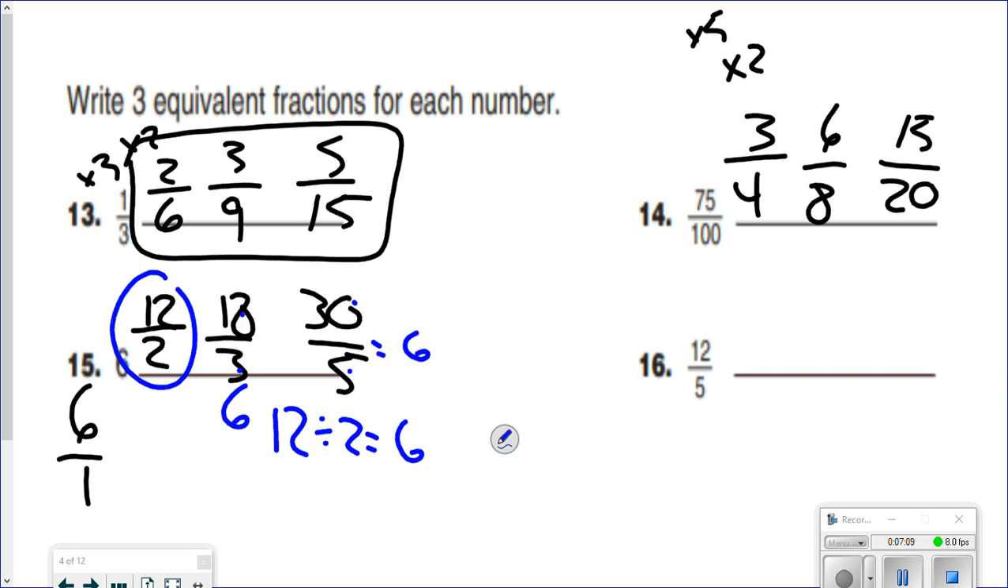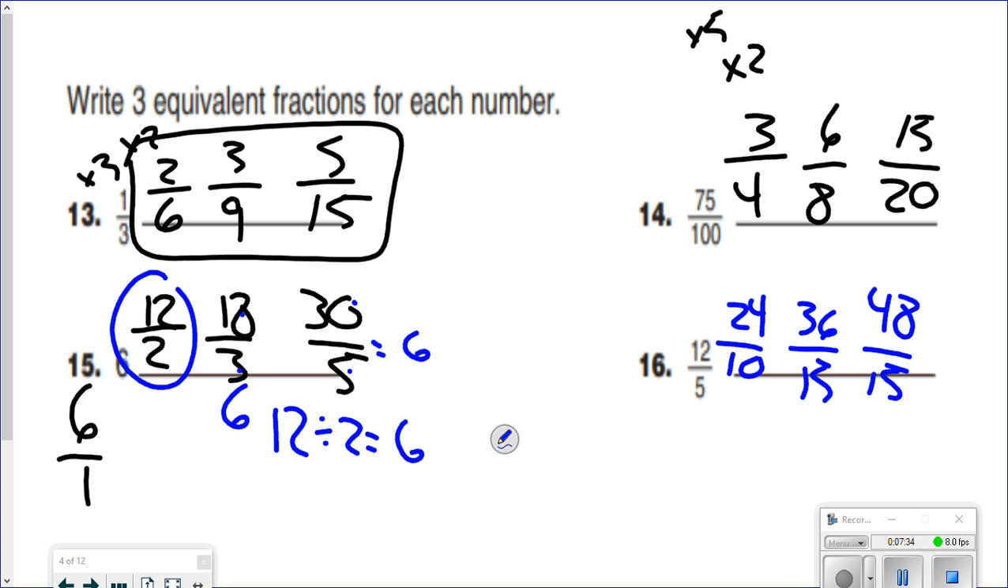Let's move on. We have 12 over 5. Let's do some work here. Let's go times 2. 12 times 2 is 24. 5 times 2 is 10. 12 times 3 is 36. 5 times 3 is 15. 4 times 12 is 48. 5 times 4 is 20. Boom. Done. Do you see how I didn't do any multiplication with tens, hundreds, or 1,000?